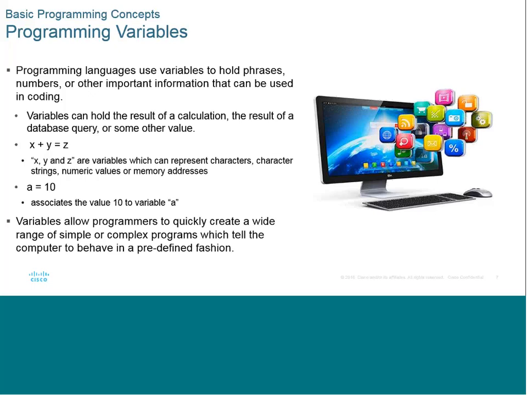Now you can see here, as it is written, a is equal to 10. This is also a variable. In the beginning, in x plus y is equal to z, we didn't define any value. Maybe in the program we will ask for that value, what is x. We have to enter the value of x and y, and then we will get the result that will be in variable z. But in the second variable a, we have written a is equal to 10. We are associating the value 10 to a variable a, right?